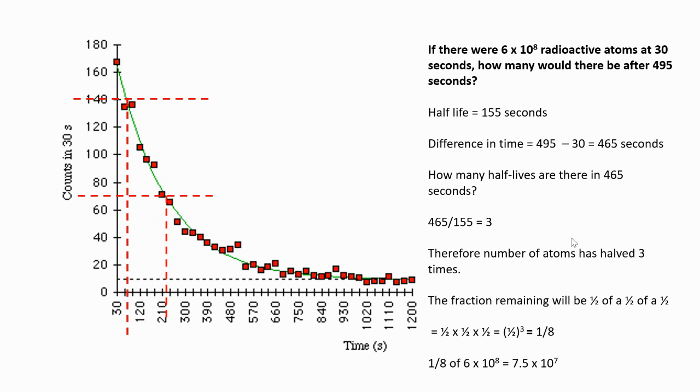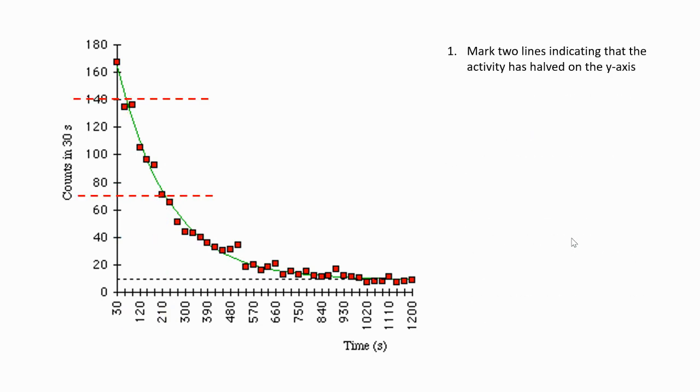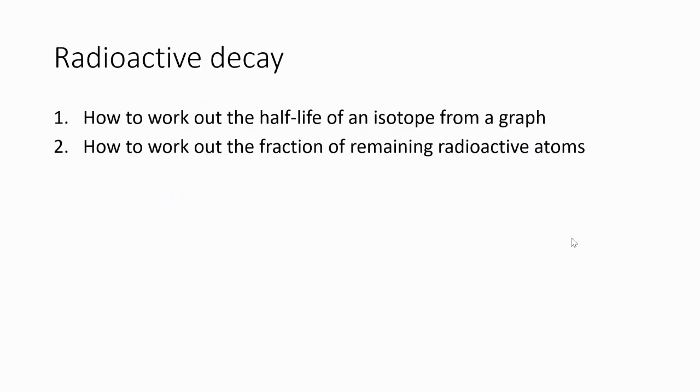If we wanted to work out how many had decayed, we'd do the original number, 6 times 10 to the 8 radioactive atoms, and then subtract the number of radioactive atoms that are left. So 6 times 10 to the 8 minus 7.5 times 10 to the 7. But 7.5 times 10 to the 7 is the number of radioactive atoms that are left. Good. So that video has recapped for us how we work out the half-life of an isotope from a graph and how we can work out the fraction of remaining radioactive atoms and also the number of remaining radioactive atoms.